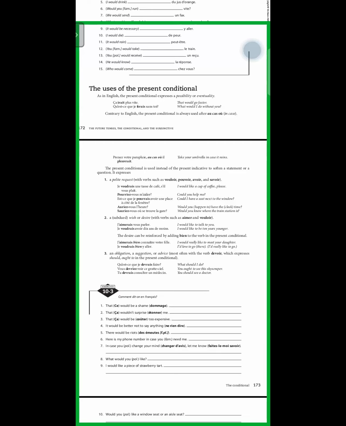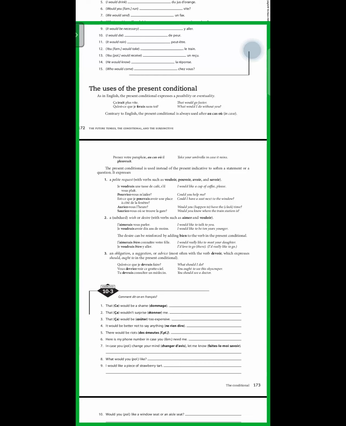An obligation, a suggestion, or advice, most often with the verb devoir, which expresses should, ought to in the present conditional. Qu'est-ce que je devrais faire? What should I do? Vous devriez voir ce gratte-ciel. You ought to see the skyscraper. Tu devrais consulter un médecin. You should see a doctor.